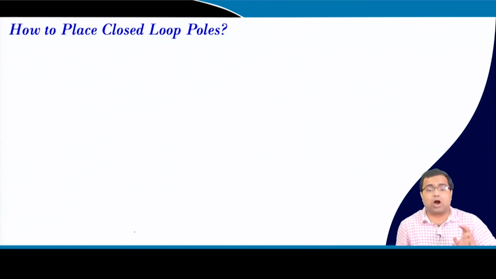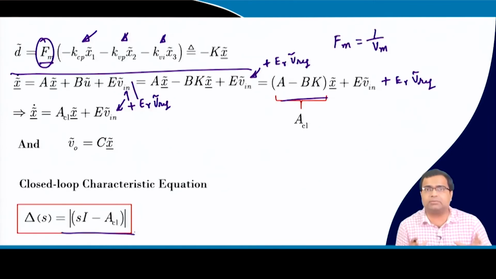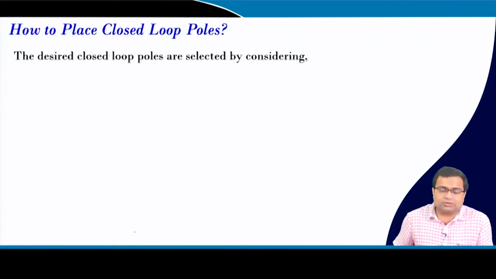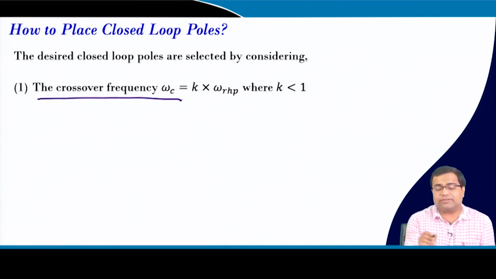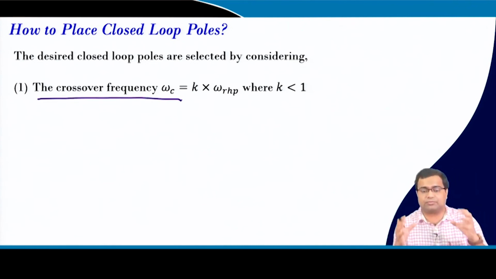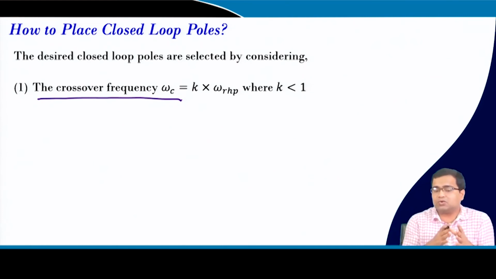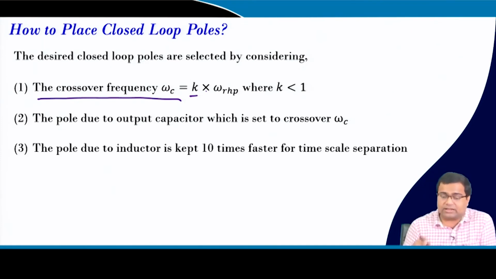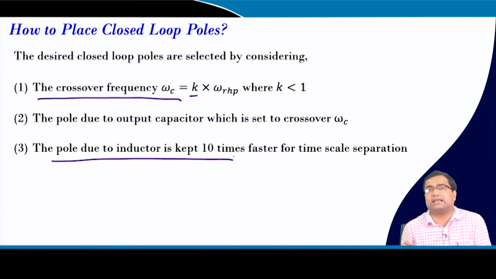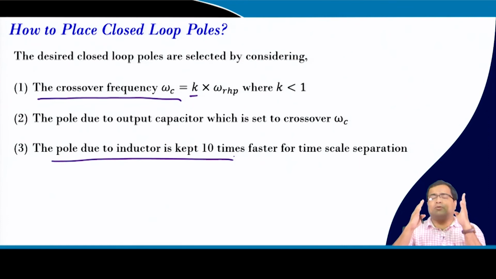Now coming back, how to place the closed loop poles. It is a third order system including the augmented state. So the desired closed loop poles can be considered as follows. First of all, we have to choose the crossover frequency smaller than the RHP zero, because as we discussed even in output feedback, we cannot go up to the RHP zero, we have to reduce it, but we want to increase this k factor compared to the output feedback response. So one pole is due to the output capacitor, which is set to omega c, and the other pole due to the inductor is 10 times that. Imagine in our output feedback approach we cancelled the plant pole with a controller zero.